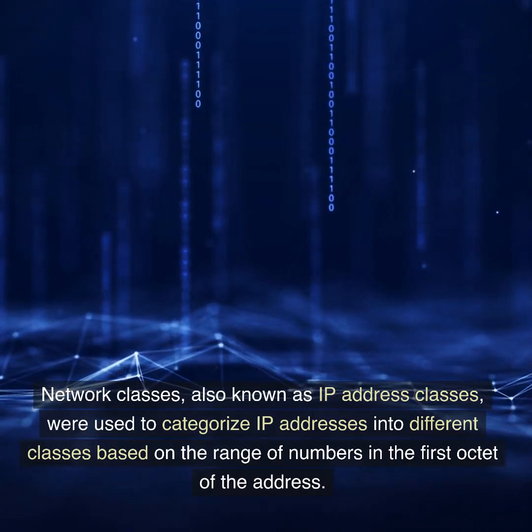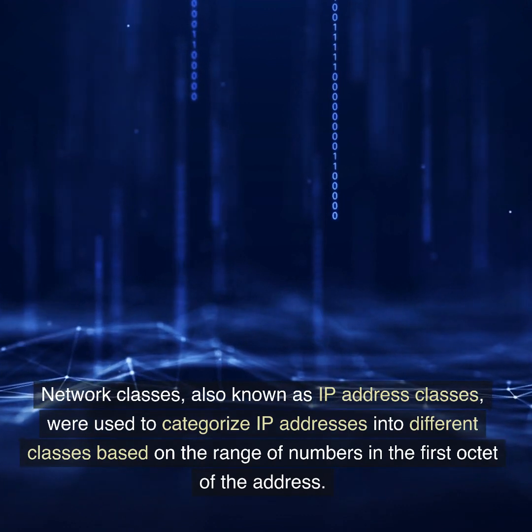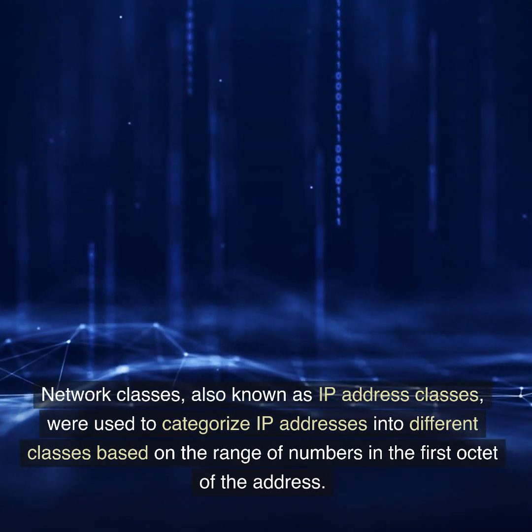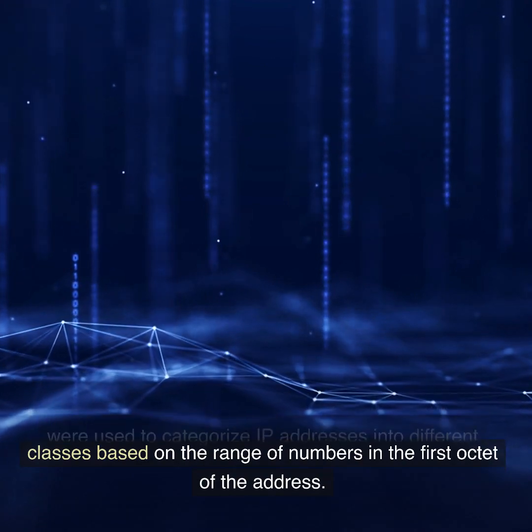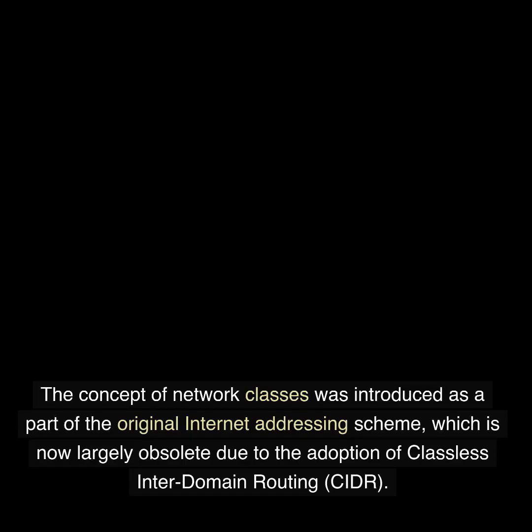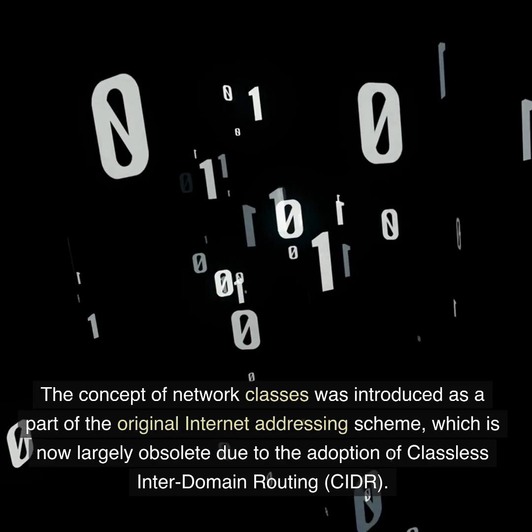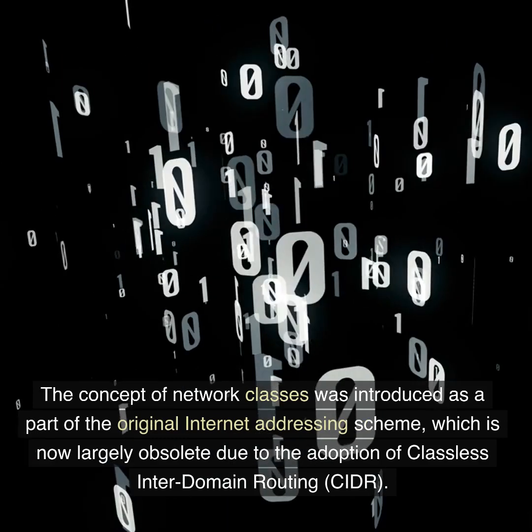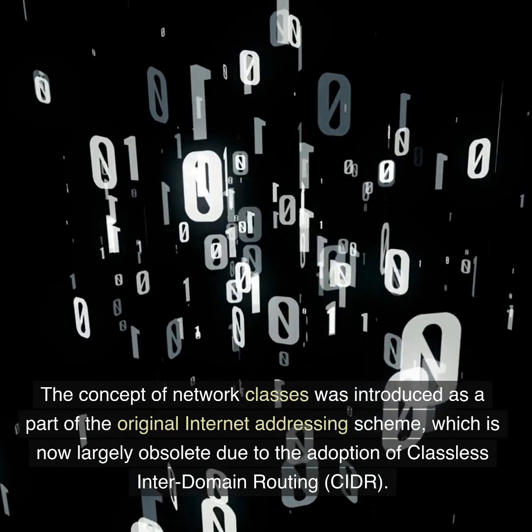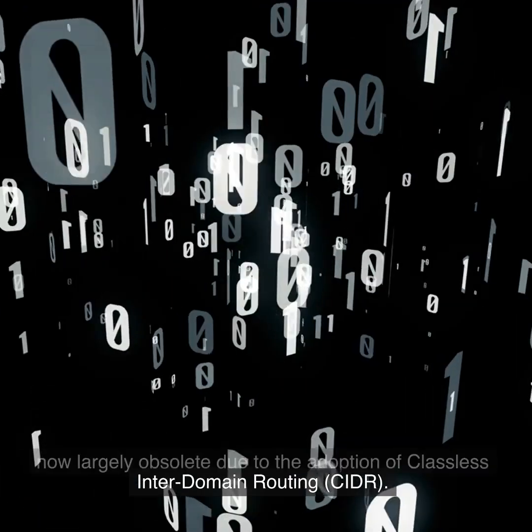Network classes, also known as IP address classes, were used to categorize IP addresses into different classes based on the range of numbers in the first octet of the address. The concept of network classes was introduced as a part of the original Internet addressing scheme, which is now largely obsolete due to the adoption of Classless Inter-Domain Routing (CIDR).